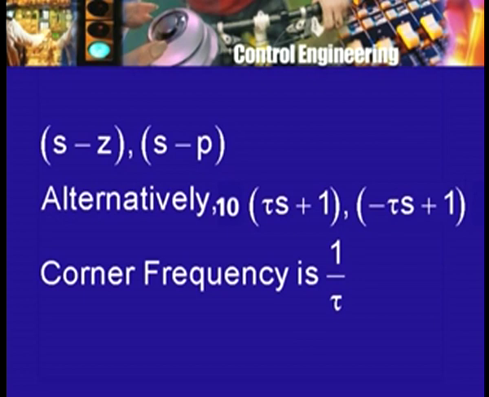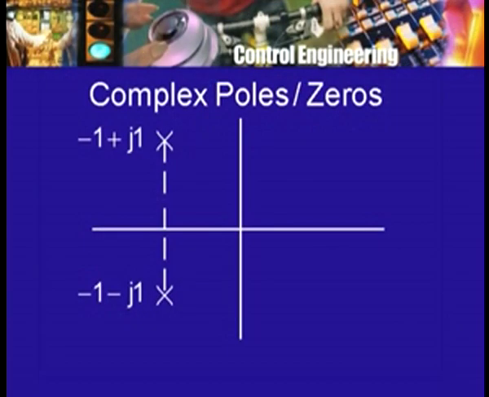The second thing is that we have only looked at real poles and real zeros. What if the poles are not real? As we know, they occur in complex conjugate pairs. For example, on the pole-zero diagram, there may be a pole here, and a pole here: this may be, say, minus 1 plus j1, and this is a pole minus 1 minus j1. What about the frequency response corresponding to a pair of poles like this?